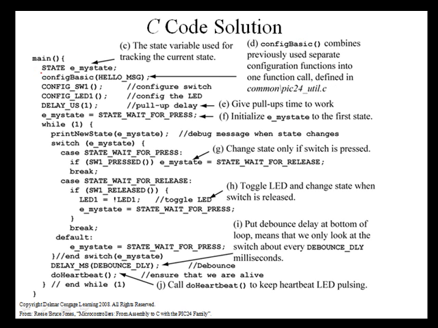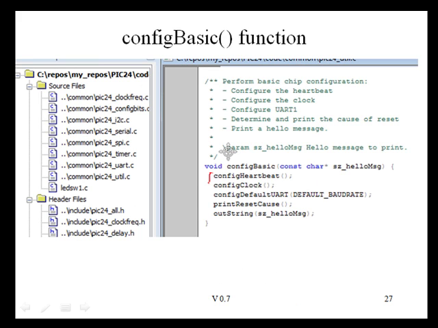The first thing that we're going to do in main is declare a state variable, and we're going to call it eMyState. We'll take a look at how this is declared and defined in a minute. We're then going to call a library function called config_basic. This function combines all the previous functions we used for CPU configuration in one handy function. It calls config heartbeat, config clock, config default UART, print reset calls, and prints out our hello message string in this one function. This is defined in pic24_util.c.